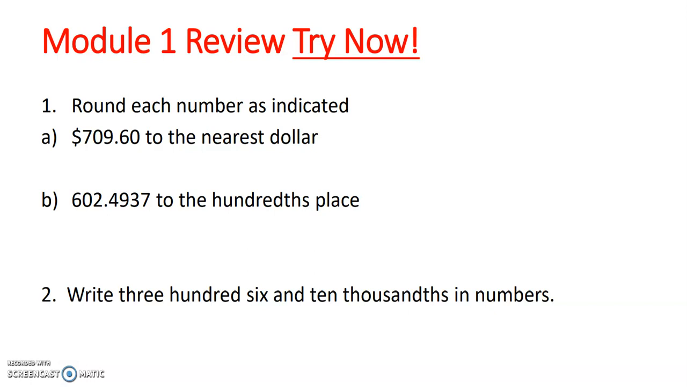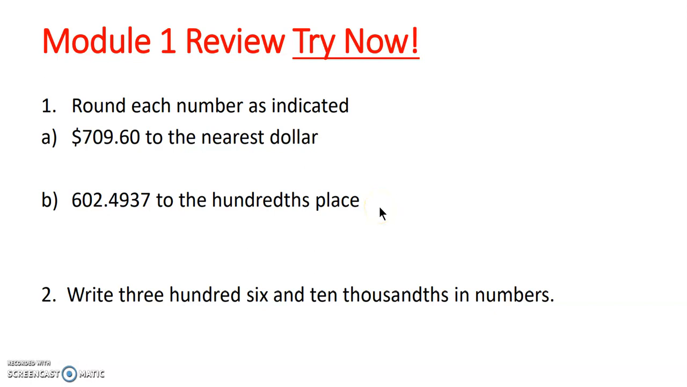So $709.60 to the nearest dollar, and 602 and 4,937 10,000ths. You're going to round that to the hundredths place. And number 2, you're going to write 306 and 10,000ths in numbers.